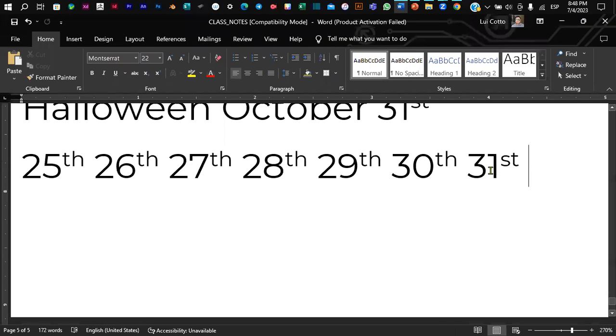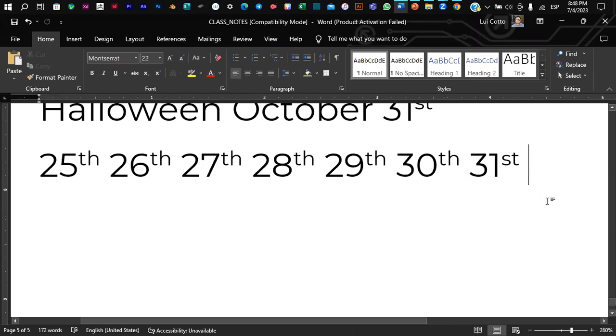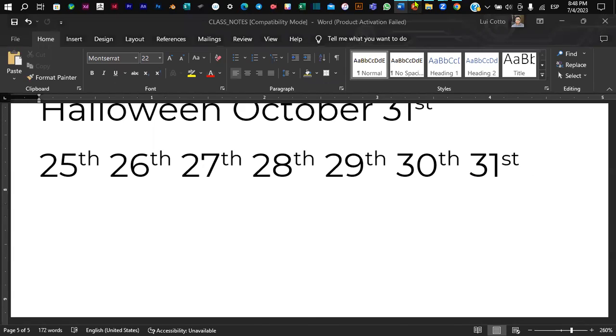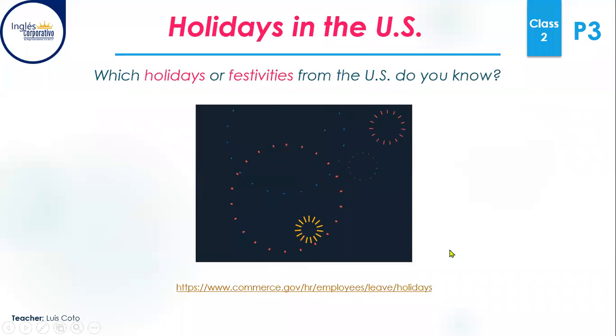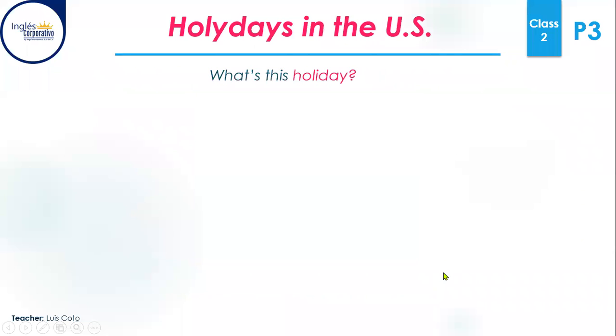Ya le estaba poniendo. Cuando no me quería dar permiso de algo, me decía, el 30 de febrero te voy a dar permiso. Yes, we don't have February 30. It never existed. Nunca existió. All right, good.